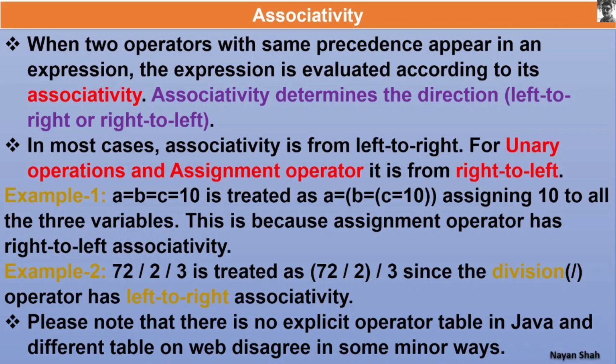Please note that there is no explicit operator table in Java, and different tables on the web disagree in some minor ways. So this associativity list is not properly defined in Java. If you refer to different books, you may find some slight difference, but not a major difference. But from the board exam point of view, you remember that the assignment operator has associativity from right to left, whereas the division operator has associativity from left to right. Even the unary operator has associativity from right to left.